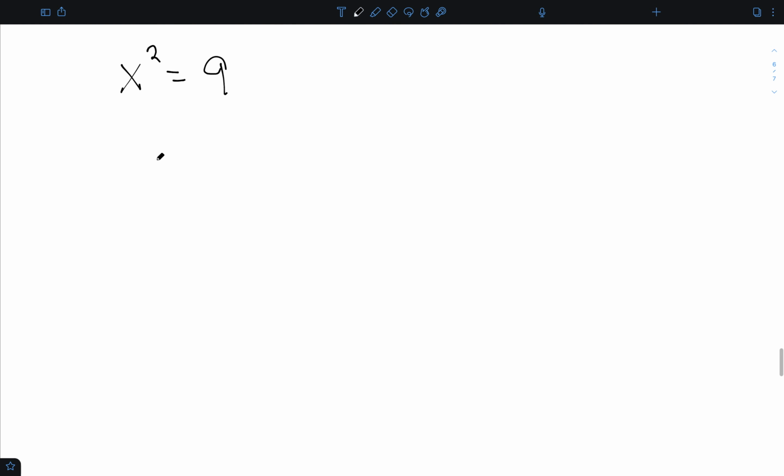I'm going to start with a very basic example. X squared is equal to 9. The square root property says that this is x equal to plus or minus the square root of 9, or x is equal to plus or minus 3. So I have two solutions to this problem, x equal to 3 and x equal to minus 3.